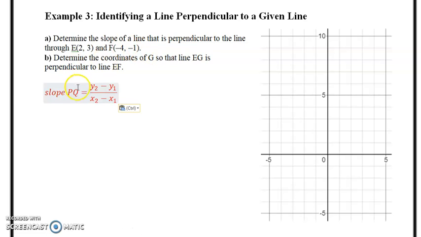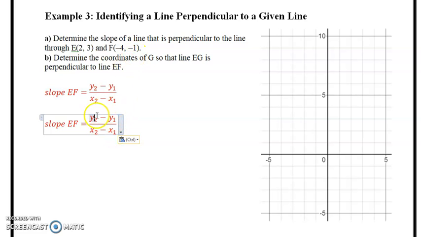So we're going to calculate the slope of EF, which is given by the change in y over the change in x, so y2 minus y1. So usually I pick the second value, so negative 1, subtract 3, and then the corresponding x value with the F, which was negative 4, subtract 2. Alright, so we subtract them, we get negative 4 sixths, which we might as well simplify.